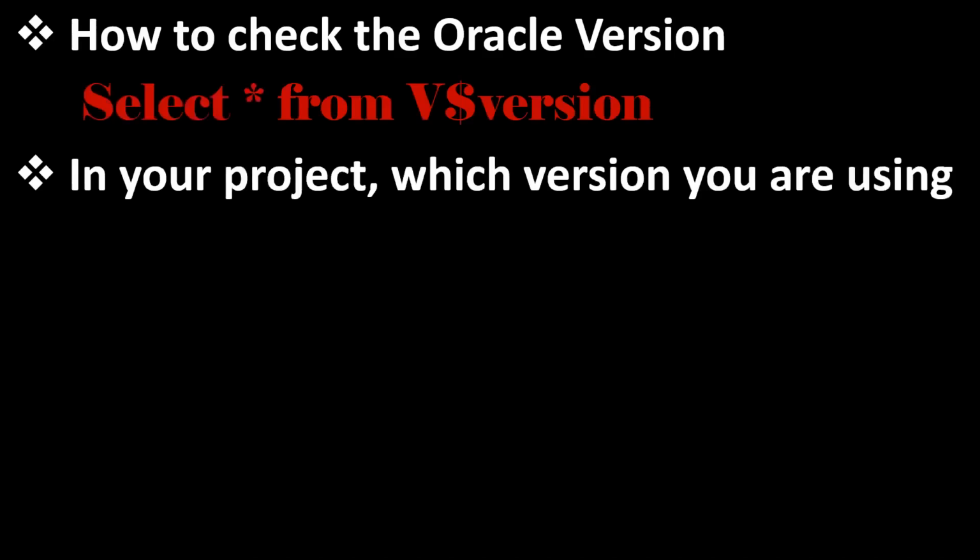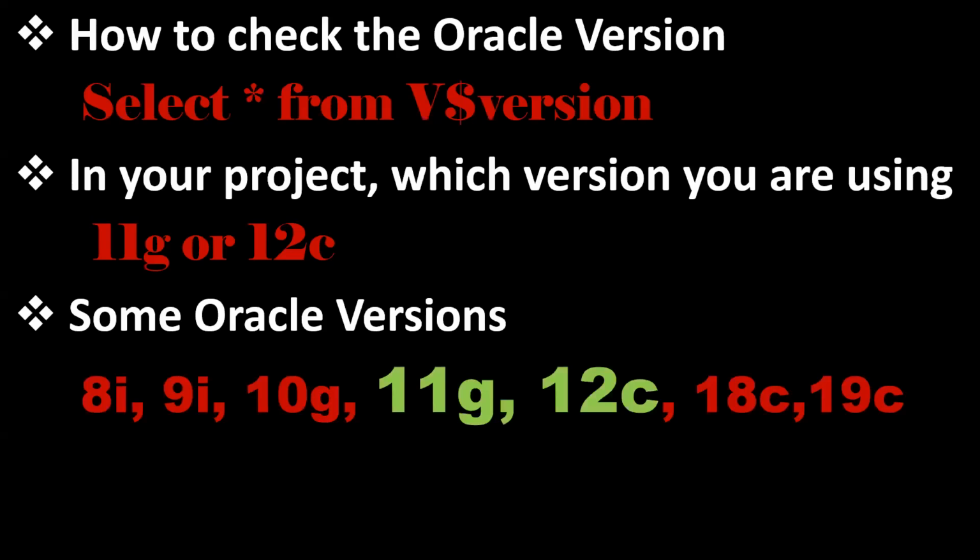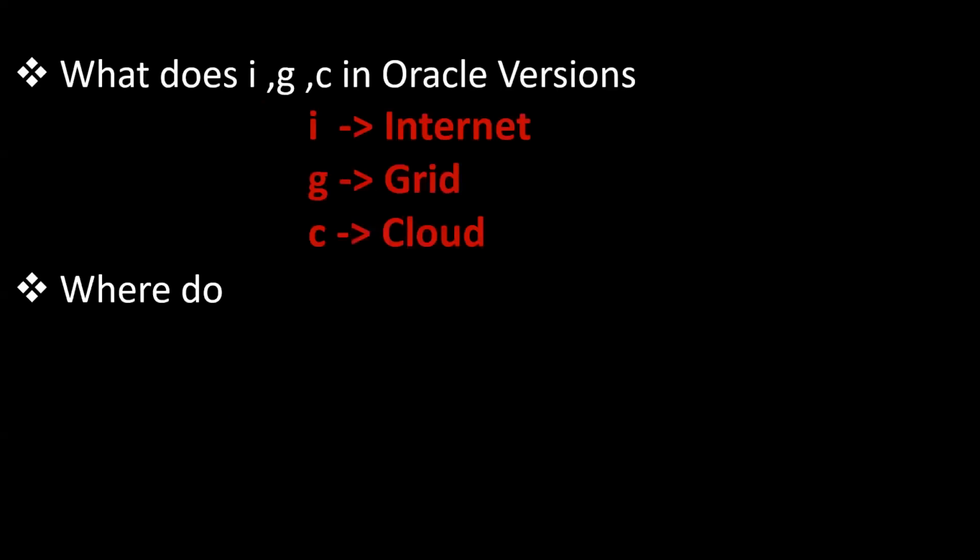The interviewer will ask a question like this: in your current project, which version are you using? It will be either 11g or 12c. These are some of the Oracle versions we have. In the Oracle versions, what do i, g, and c mean? i means internet, g means grid, c means cloud.